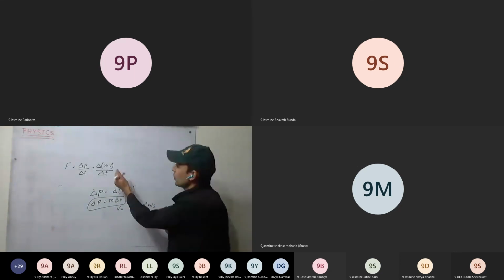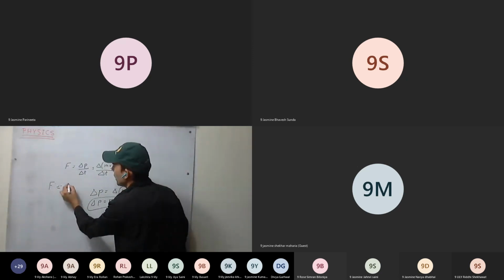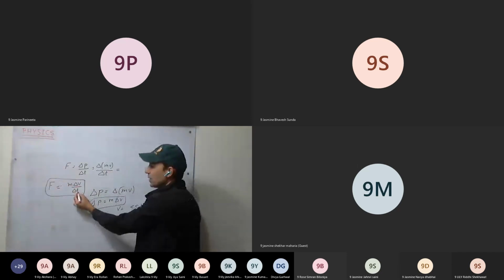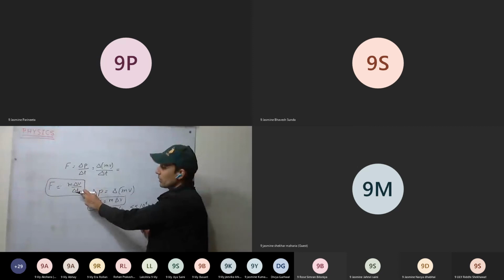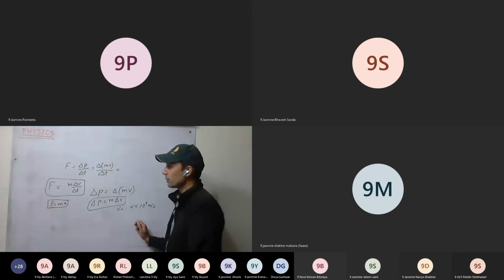This is clear. Therefore, it can be written as force equal to m delta v upon delta t. Rate of change of velocity is nothing but acceleration. F equal to ma.